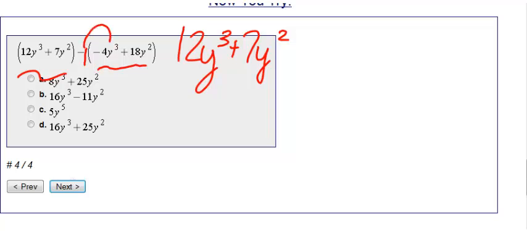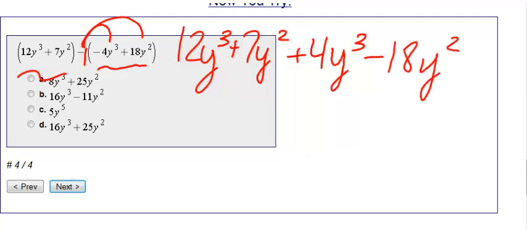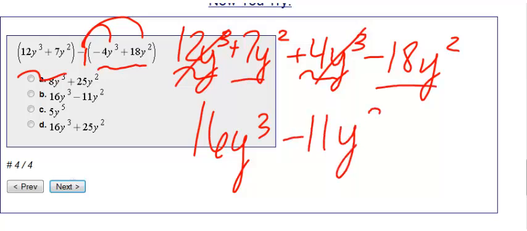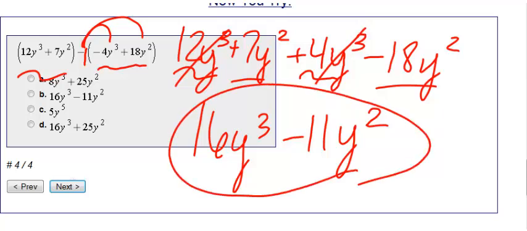A negative 1 times a negative 4y cubed is a positive 4y cubed. A negative 1 times a positive 18y squared is a negative 18y squared. And then I need to combine my like terms. A 12y to the third and a 4y to the third is a 16y to the third. That's done. 7y squared and a negative 18y squared is a negative 11y squared. I can't combine that any farther, so we get 16y to the third minus 11y squared, which is choice B.